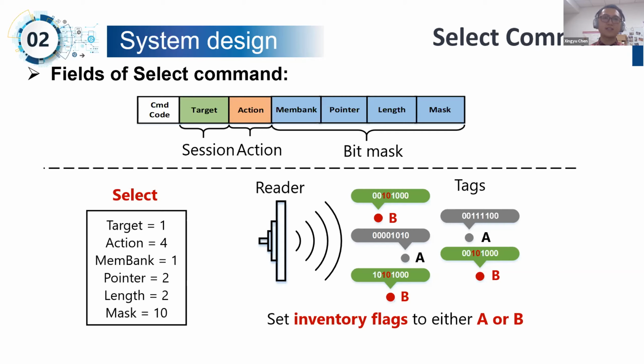The last 4 fields determine which tags are matching. If the string stored in the tag's memory is the same as the bit mask, then the tag is matched. In this example, the reader tags are matching due to the bit mask 1, 0. Their flags are set to B, while others are set to A.